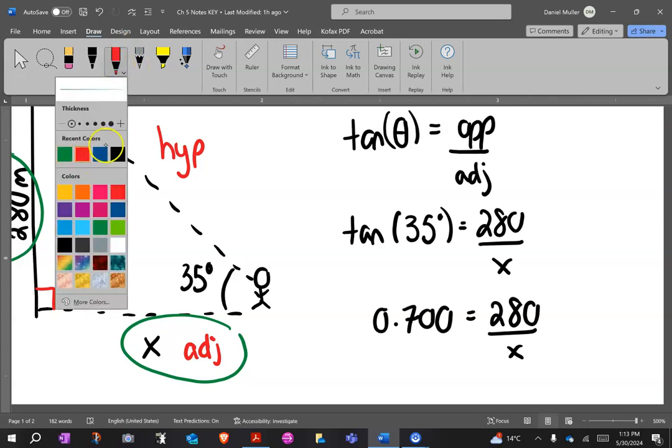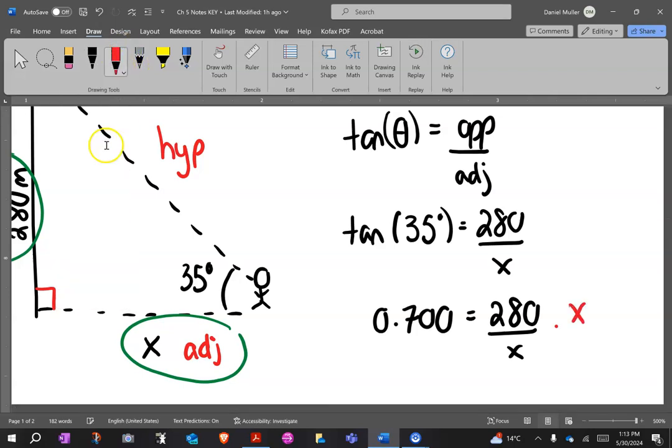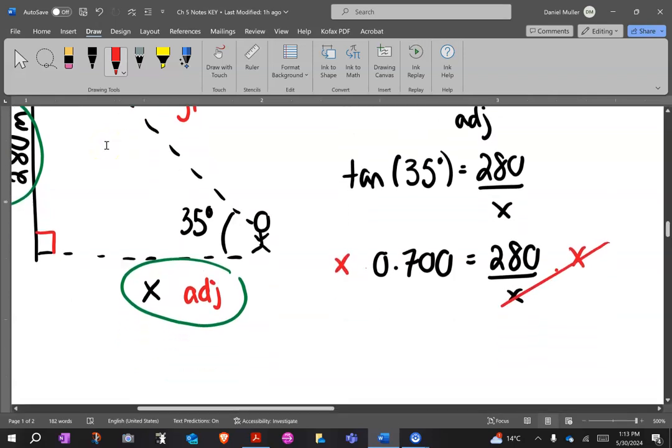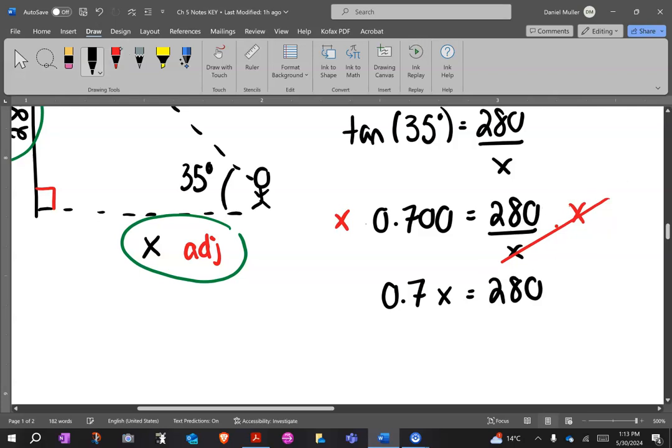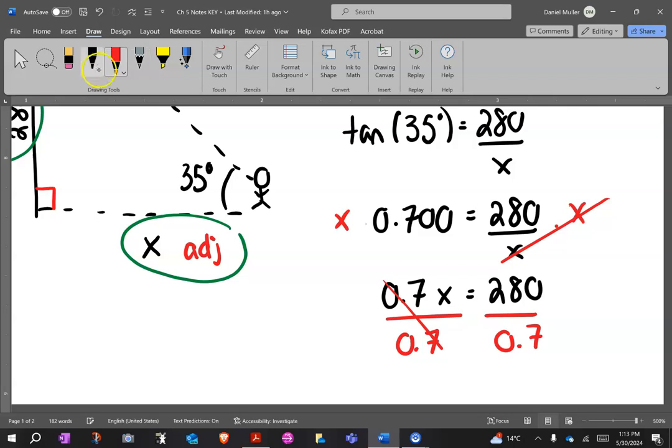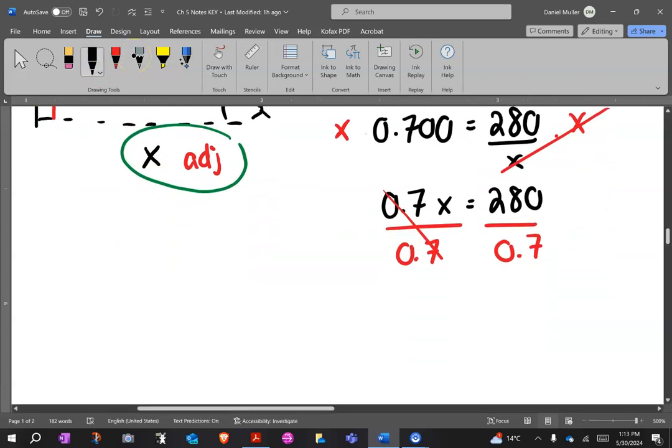Now I don't want the x on the bottom. We've done this before. I'm going to move this x up top. I can do that by multiplying. I actually don't need these extra zeros, so we have 0.7x equals 280. These x's here have been eliminated, and x times 0.7 is just 0.7x. Now I can get rid of the 0.7 by dividing. So I just have x equals whatever this is.